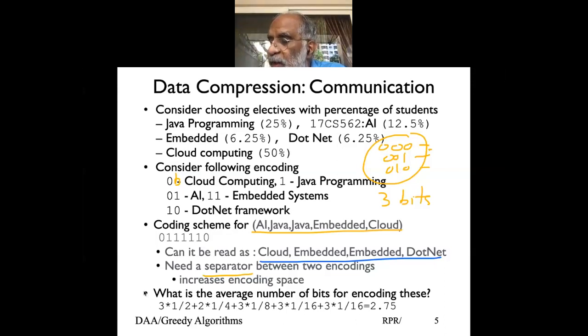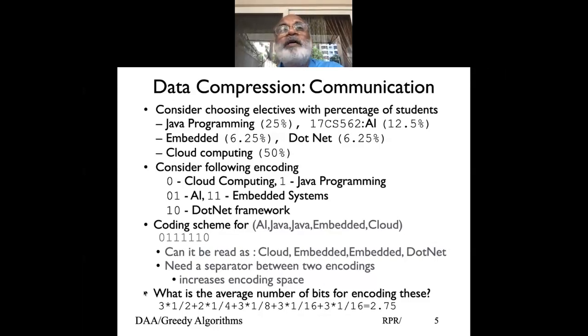It is basically, if you look at cloud computing, the number of bits of its encoding. Let me explain this. When I take all the students, what would be my average encoding size? I know that my Java programming is 25%, which means the probability of taking Java is 1 by 4. And Java programming has a size of 1.